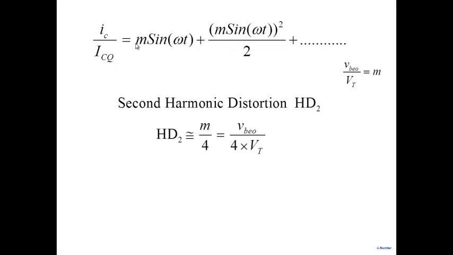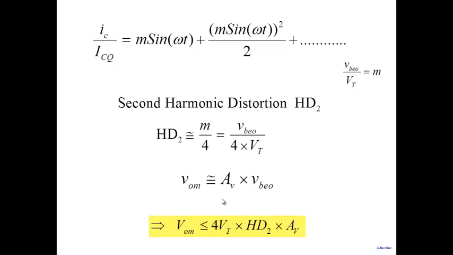And the first harmonic is only M. And therefore harmonic distortion, M square by 4 divided by M, is M by 4. That's the harmonic distortion. And M is nothing but VB0 by Vt. So it tells us how much the second harmonic distortion is. It's related to how large an input amplitude you apply here.